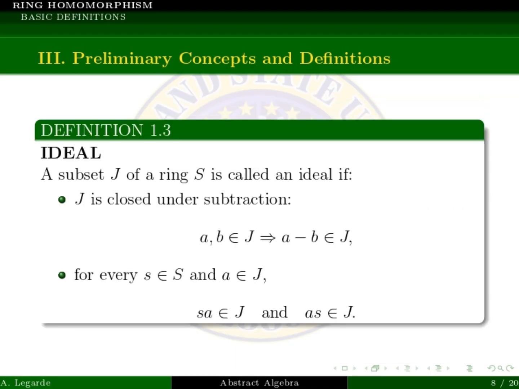Next, let us define an ideal. A subset J of a ring S is called an ideal if it satisfies 2 conditions. First, J is closed under subtraction. This means that whenever a and b belong to J, then a minus b belongs to J. Second, J absorbs multiplication by elements of the ring. This means that for every s in S and every a in J, both sa belongs to J and as belongs to J.